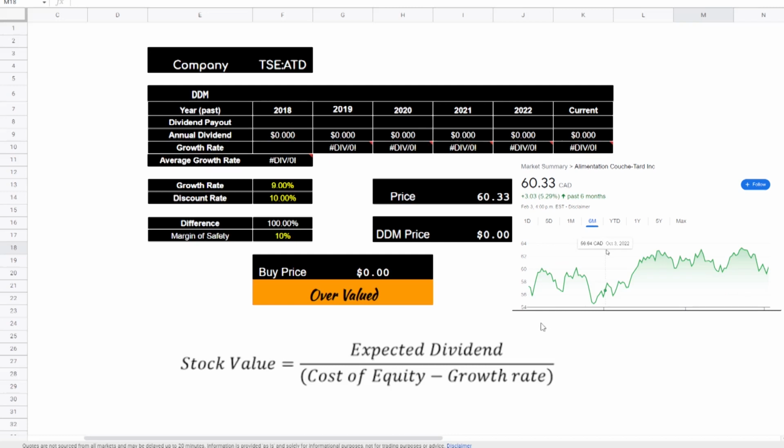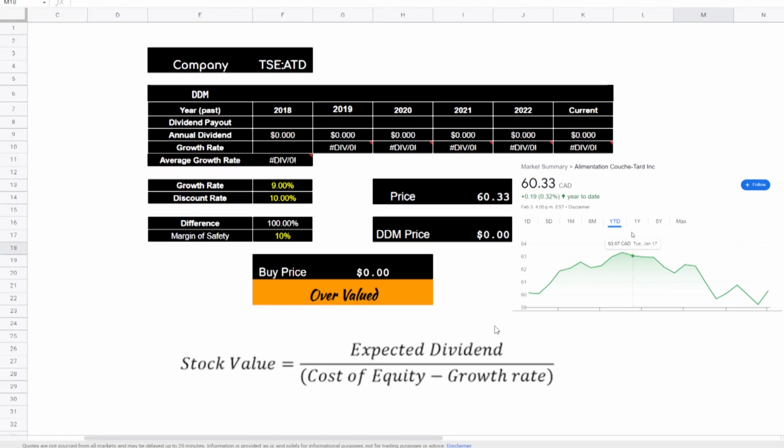The second assumption is related to a company's dividend growth rate. In theory, a company will never be able to continually grow faster than the economy. So we have to assume the company will be able to maintain a stable growth rate. So that is what we have to determine with Alimentation Couche-Tard, what their stable growth rate will be over time.